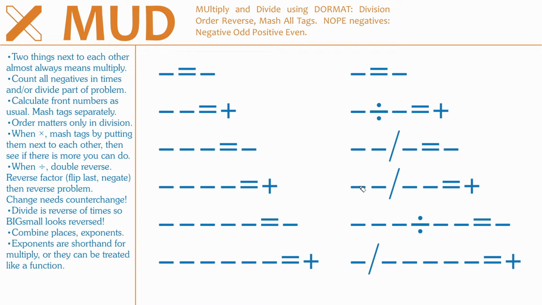And same way down here, multiplying and negatives, so I've got 4 negatives, even, positive. Here I've got 5 negatives, odd, negative. Here I've got 1, 2, 3, 4, 5, 6. It's even, therefore my answer is positive. NOPE, negative odd, positive even works as simple and straightforward as that.